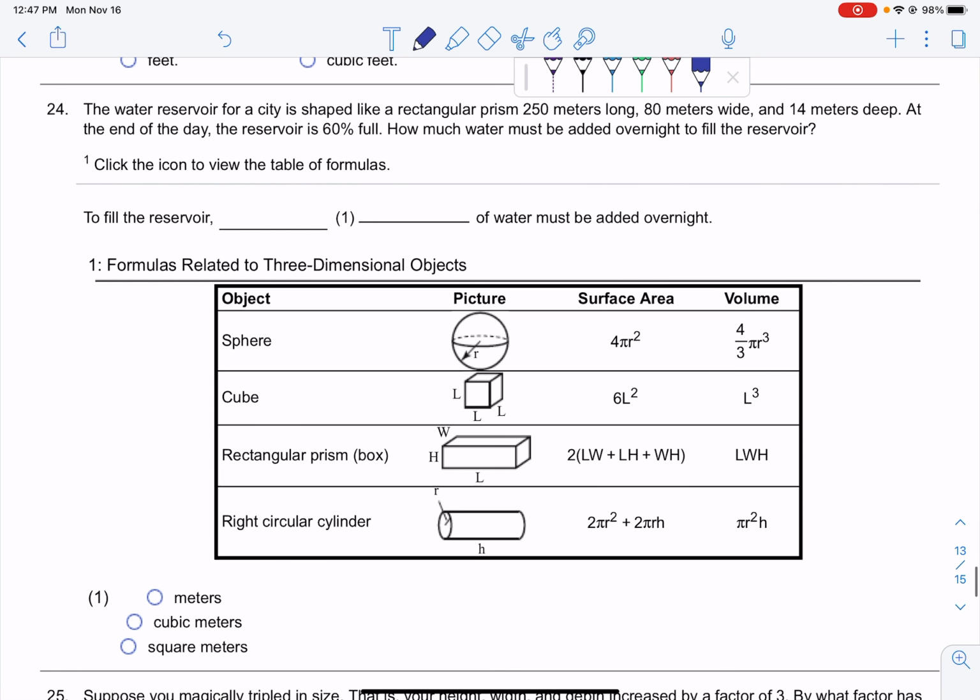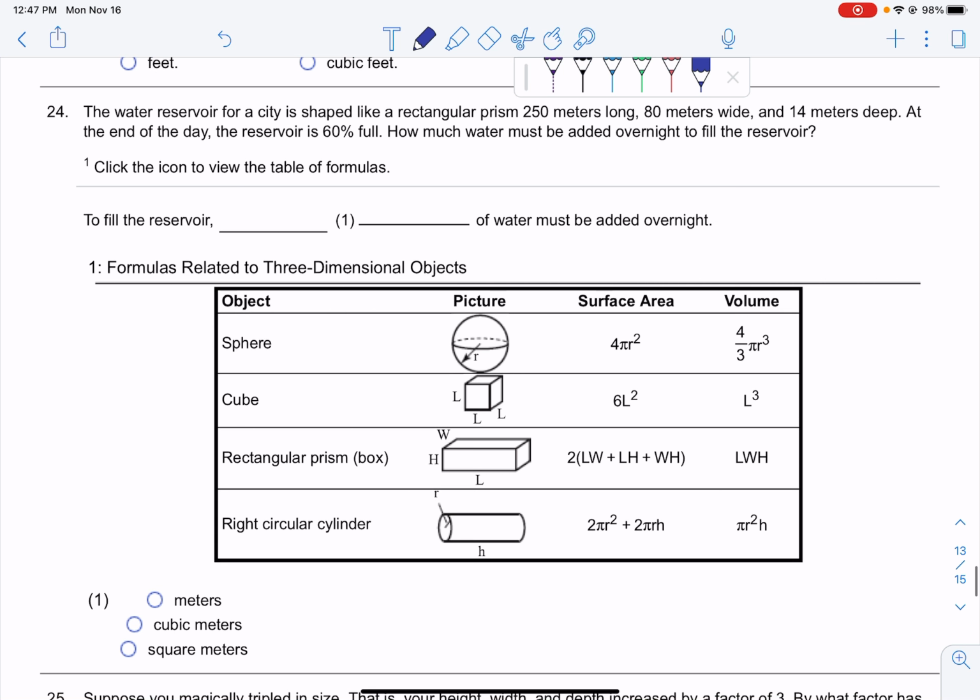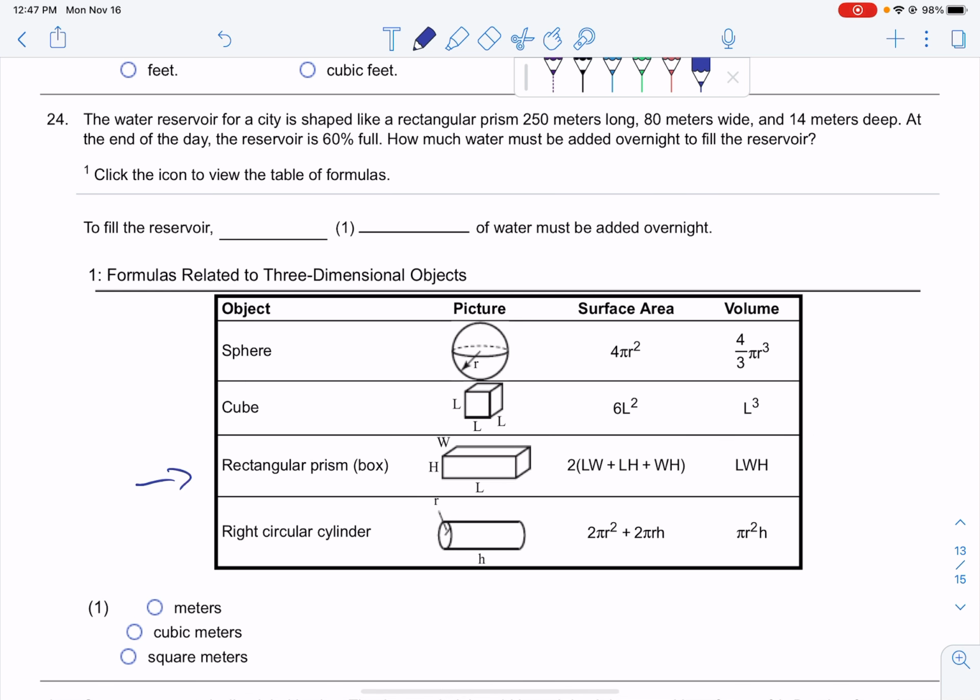Number 24, a water reservoir for a city is shaped like a rectangular prism, which is that shape right there. It is 250 meters long, so this is going to be 250. It's 80 meters wide, and it has a height of 14 meters. At the end of the day, the reservoir is 60% full. How much water must be added overnight to fill it up?